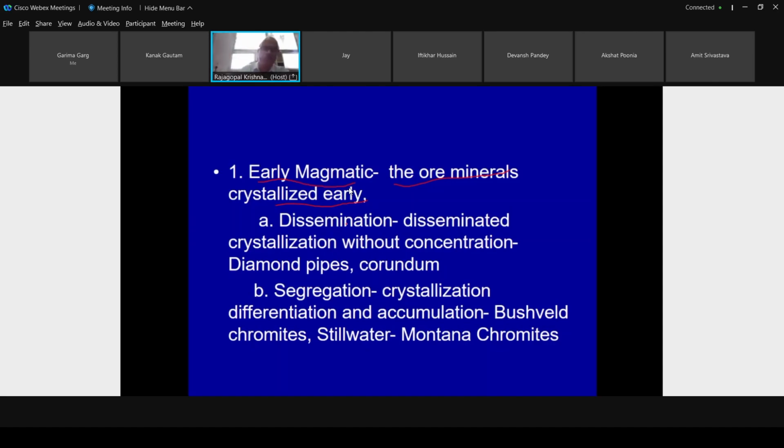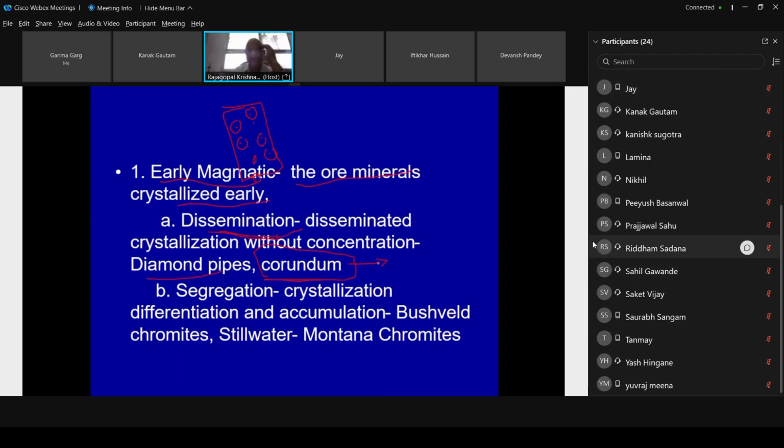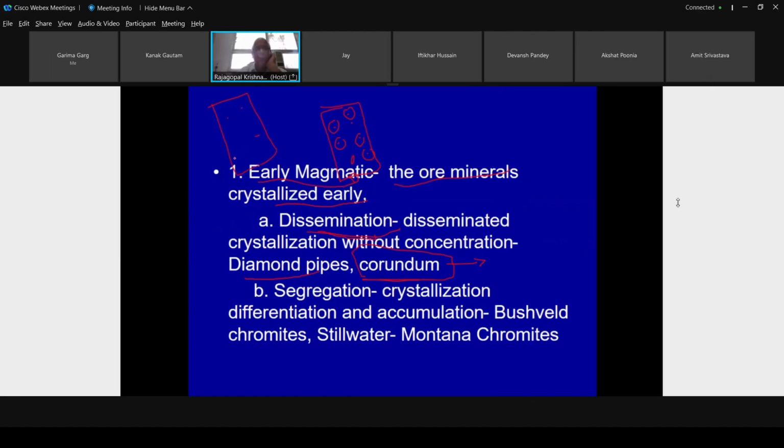So let us see what is happening in early magmatic. In early magmatic, you can have dissemination. Suppose you have a rock body that crystallizes, but certain components are disseminated here and there. If this is valuable, like diamond, then it becomes a deposit. They are called early magmatic disseminated deposits. The most classical is diamond pipes. Corundum deposits, too. Corundum can become a gem variety, a sapphire or a ruby, right? So in early magmatic crystallization, certain components are trapped here and there when the magma is crystallizing. They are called dissemination deposits.